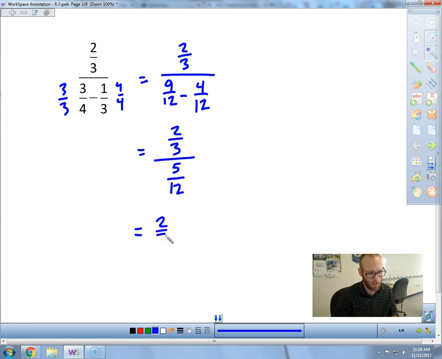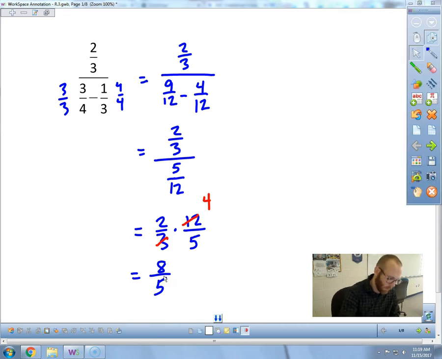This is 2/3 times, dividing fractions, easy as pie, just flip the second and multiply. Flip this one, 12 over 5. So I got a common denominator so I could subtract those fractions, and I change my division into multiplication. Now notice 3 goes into 12 4 times. This gives us 2 times 4 is 8 over 5, 8/5. All right, that wasn't so bad, was it? But could there be another way to do it? I'd like to show you that now.